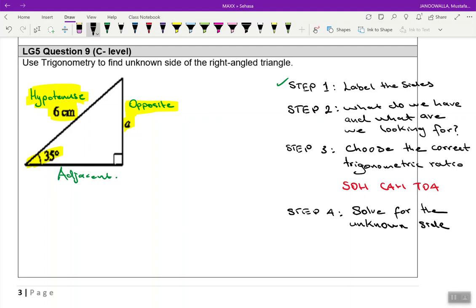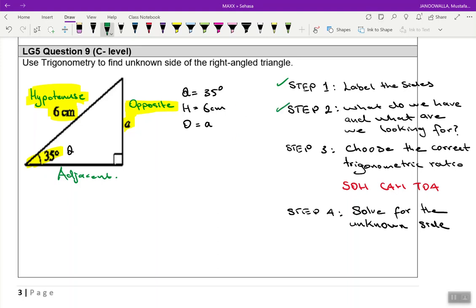So I'll write down what I have. I've got the angle, which is 35 degrees. We call that theta, that symbol, and that's the angle. The hypotenuse is 6 centimeters. I've been given that, and I'm looking for the opposite. That's my question mark, or I can call it A like they have in the question. So again, I will always have 2 things given to me, and I'm looking for the other thing. So step 2 done.